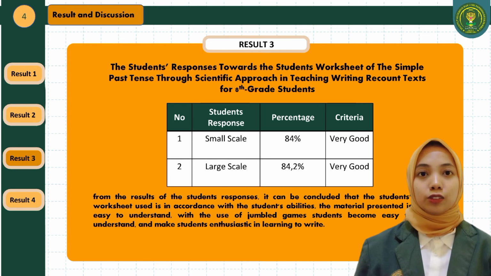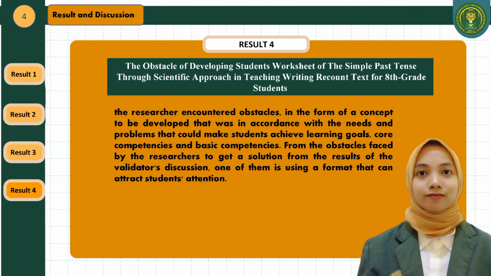From the result of the student responses, it can be concluded that the student worksheet used is in accordance with the students' abilities. The material presented is easy to understand. With the use of jumble games, students find it easy to understand and become enthusiastic in learning to write.